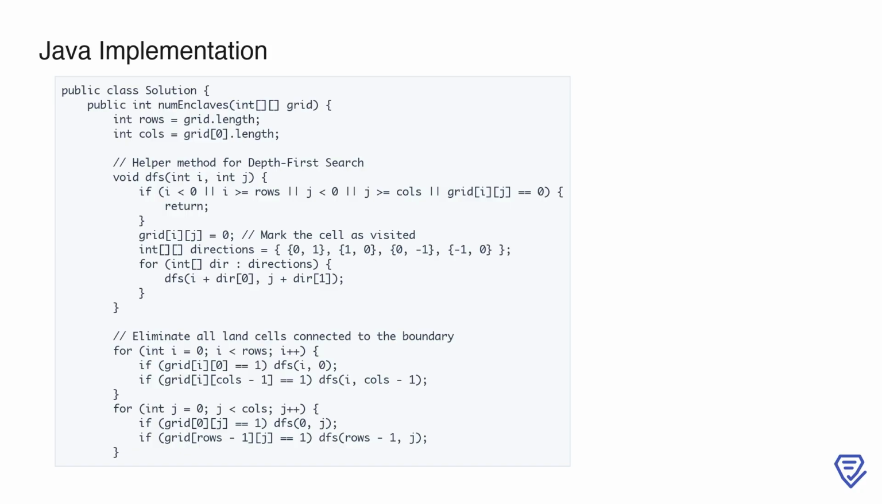To explore the 4 possible directions, up, down, left, and right, we define a directions array and recursively call DFS for each direction. Next, we eliminate all land cells connected to the boundary by iterating over the first and last columns for each row and the first and last rows for each column. If we encounter a land cell, we call the DFS method to mark the connected cells as visited.